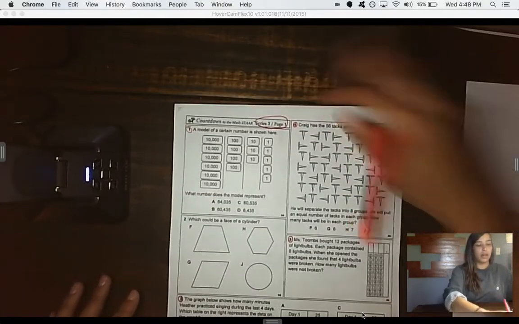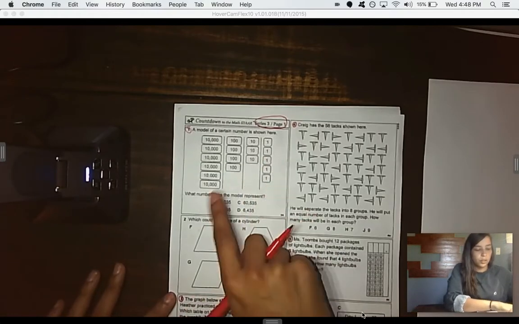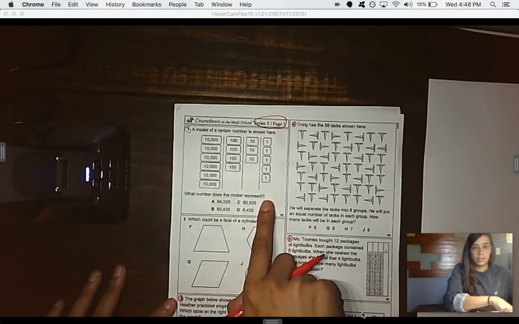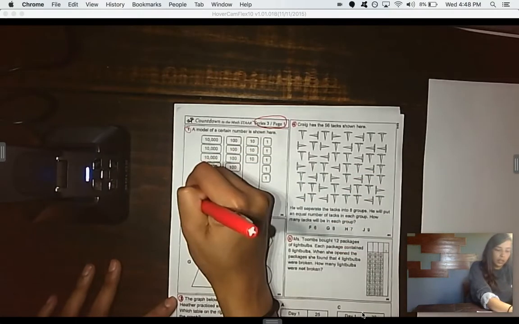Number 1 says, a model of a certain number is shown here. I see a visual of some 10,000s, hundreds, tens, and ones, and then it says, what number does this model represent? Let's go ahead and underline the question.